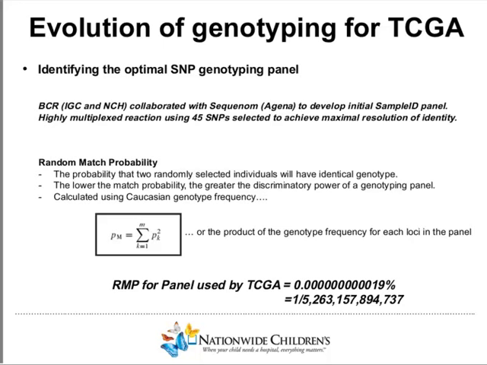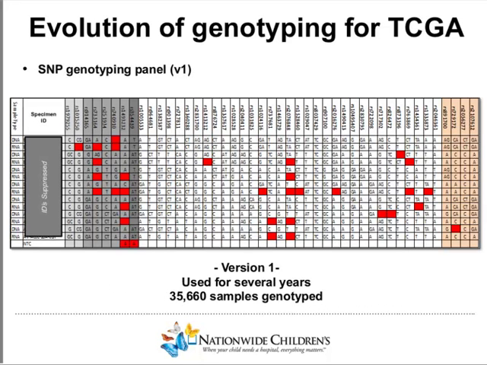So this provided a tremendous amount of resolution, giving us confidence that we could use this panel to accurately detect mismatches as well as historical matches submitted to the project. And I'll just note that these calculations are based on Caucasian genotype frequencies. So with that said, this slide here essentially gives you a flavor of what the genotyping output can look like. It also gives you the specific dbSNP numbers for the SNPs that were included in this panel.